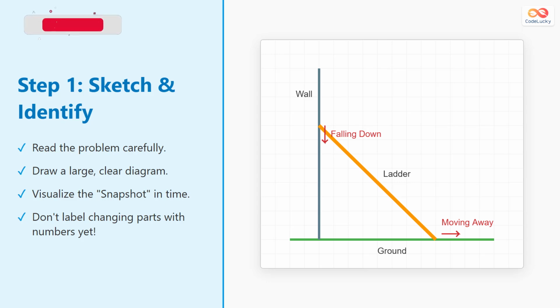Step 1 is to draw a picture. Read the problem carefully and draw a large, clear diagram. This helps you visualize the snapshot in time. A crucial tip here: do not label changing parts with numbers yet. If a ladder is sliding, its position changes, so don't write a number for the distance just yet.